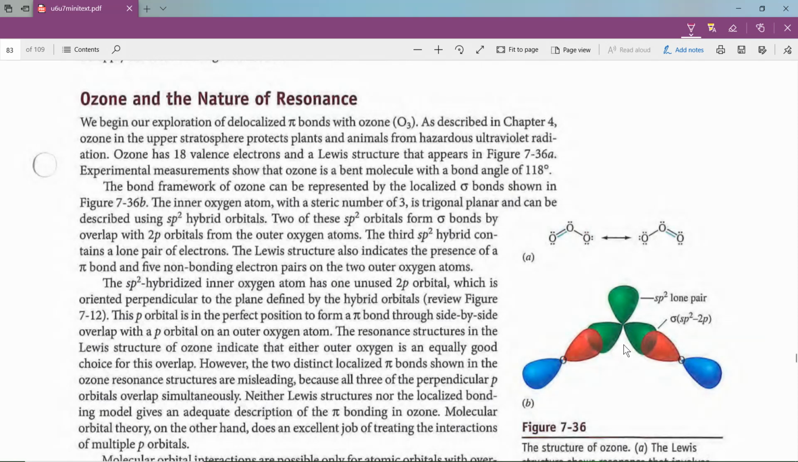So two of these sp2 orbitals form, okay, we said that. The third sp2 hybrid contains a lone pair of electrons. We said that. I can even make the lone pair in there. The Lewis structure also indicates the presence of a pi bond and 5 non-bonding electron pairs on the two outer oxygens. Okay, so how do we deal with that?